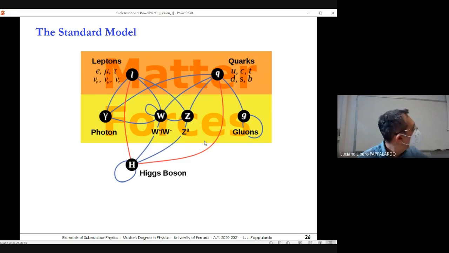So this picture summarizes all I've told you so far. There are two different types of particles: the matter particles and the force particles. The matter particles we divide into leptons and quarks, and the force particles are the gauge bosons of the three interactions, so the photon, the Ws and Z, and the gluons. And the blue lines that you see in this picture tell you how things interact with each other, okay?